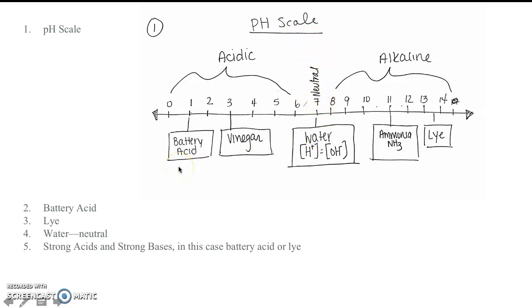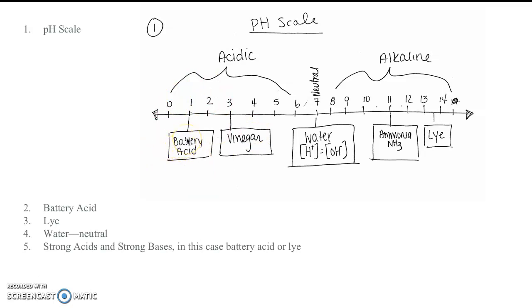Here's our substances ranging from most acidic to most basic: battery acid, vinegar, water, ammonia, and lye. On to the question. So number 2 asked which of the following substances produces the most hydronium. So a reminder that hydronium is another way to say a proton. The substances that produce the most protons are the most acidic. So out of these substances, battery acid is our most acidic, so it produces the most hydronium in solution.